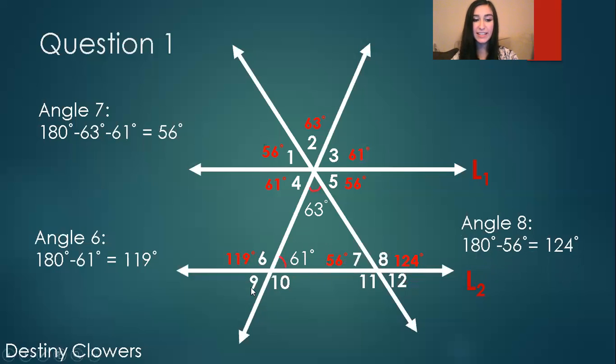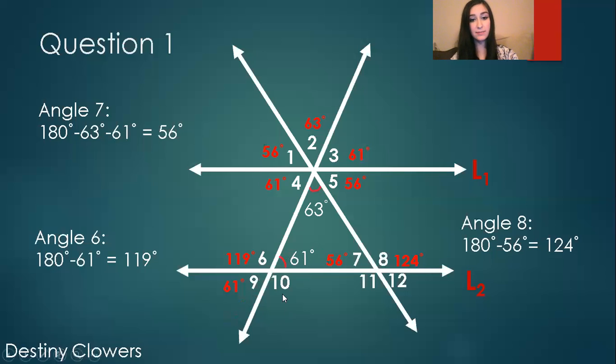Now we'll move on to angle 9. We know the angle opposite of angle 9 is 61 degrees. So once again, vertical angles are always equal. So that means angle 9 will equal 61 degrees. And same with number 10.